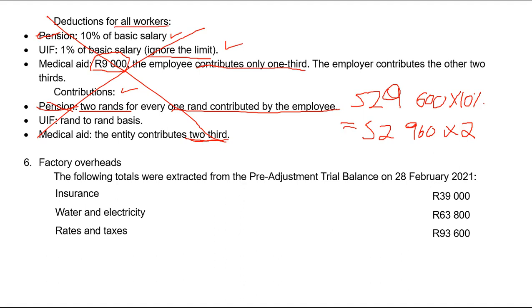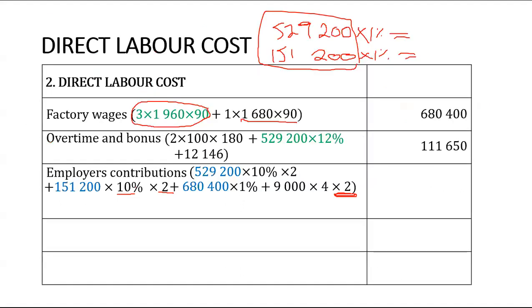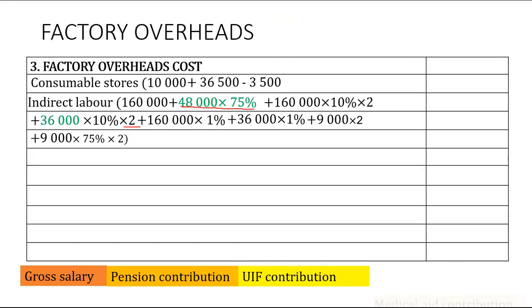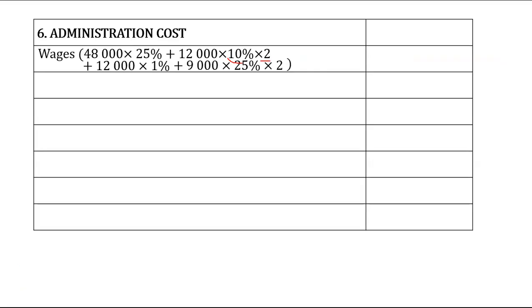Can I move on? So basically, I can close off my salaries and everything else that relates to the salary because I'm done with anything that has to do with the salaries, okay? And I'll do the same thing when I go to my factory overheads, indirect labor, I will just close it and go to administration and I'll do the same, just close it. We're done with salaries and wages, guys.